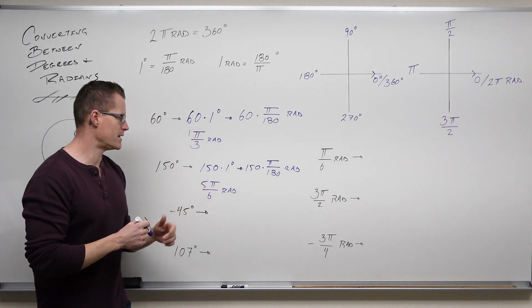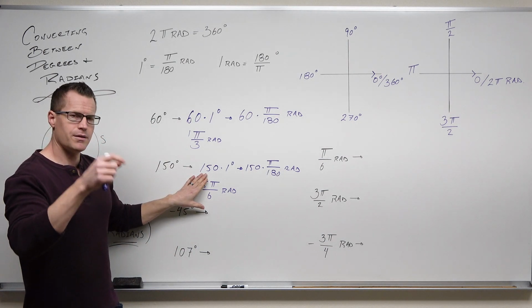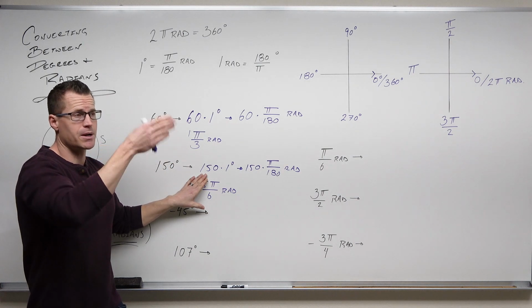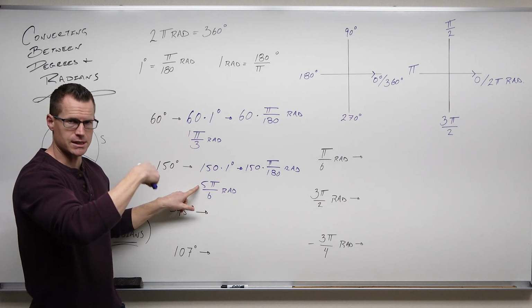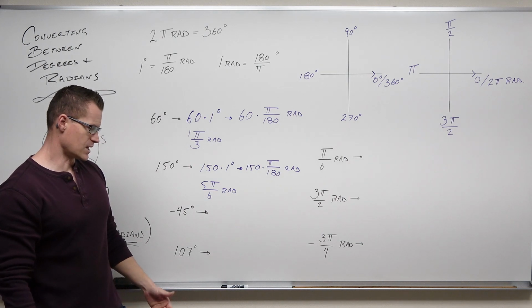Just getting in the habit of thinking of that. So pi represents a straight line. Denominator cuts it. Numerator counts it. Hopefully that helps. It always helped me.